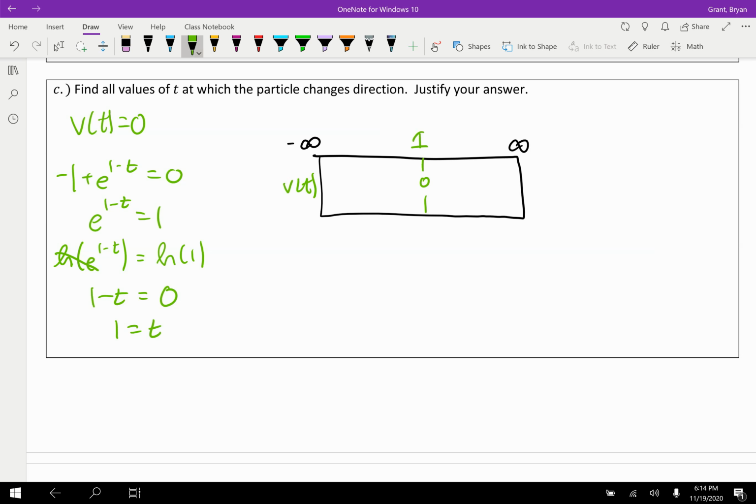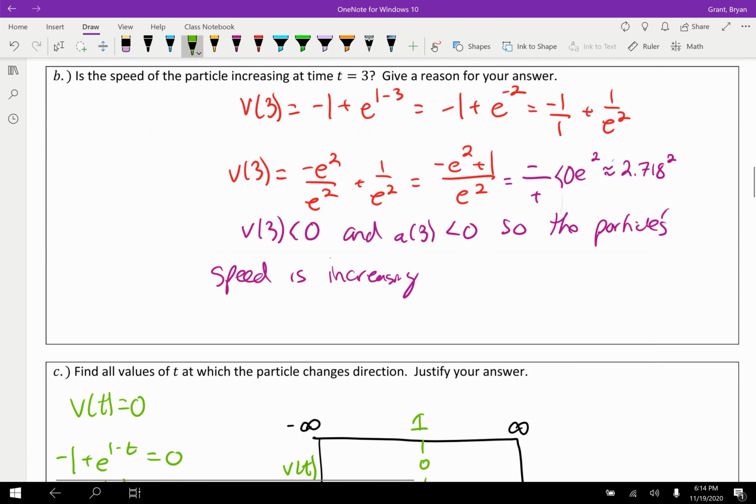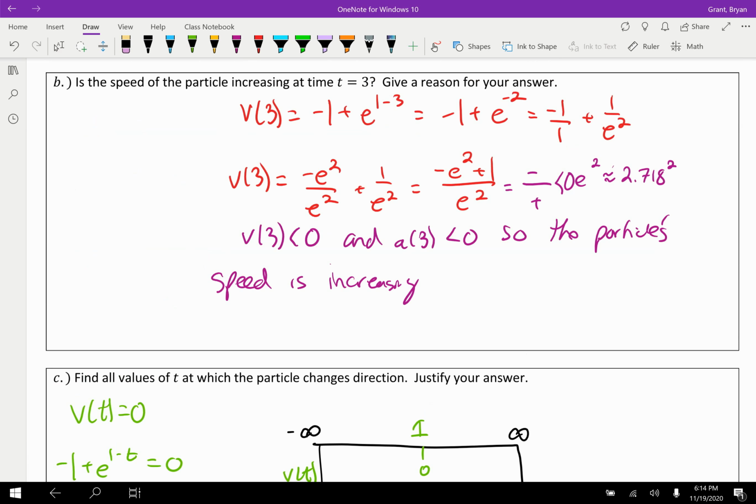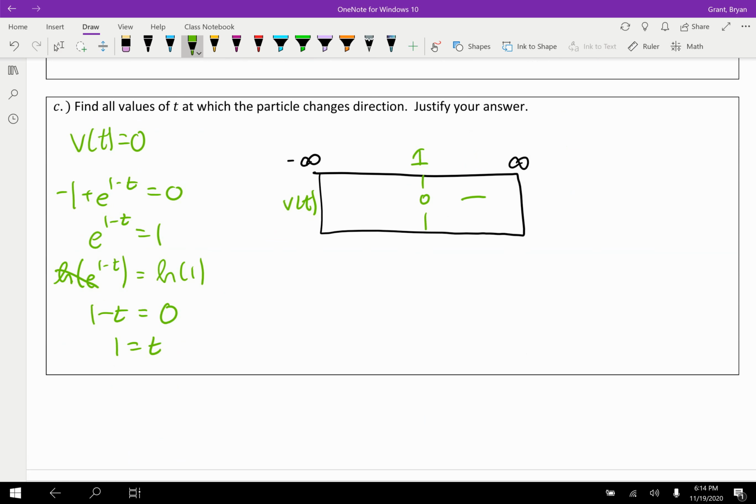And then we need to evaluate different numbers in our velocity. Well, we already found the velocity at 3, didn't we? We pretty much proved to ourselves the velocity at 3 is negative. So we know at 3, the particle is moving left. What about between -infinity and 1? I think 0 jumps out. It's pretty easy, right? If we did v of 0, be -1 plus e to the 1 minus 0. So v of 0 is -1 plus e. E is 2 point something. -1 plus 2 point something, definitely greater than 0. And so this is positive.